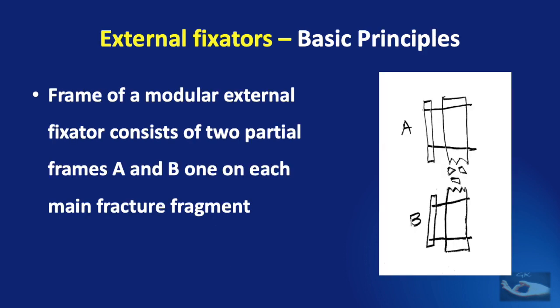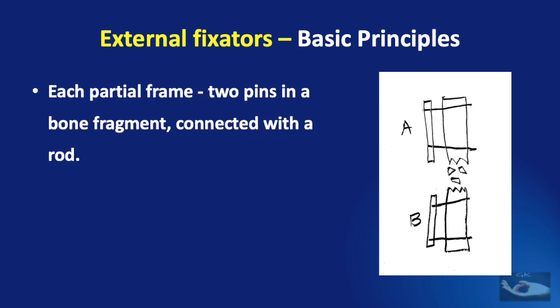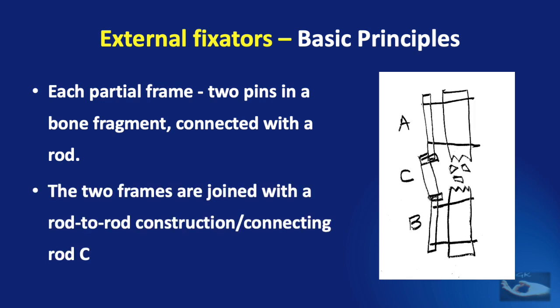The basic modular external fixator consists of two partial frames A and B, one on each main fracture fragment. Each partial frame consists of two pins in a bone fragment connected with a rod. The two partial frames A and B are joined with a rod-to-rod construction or connecting rod C.